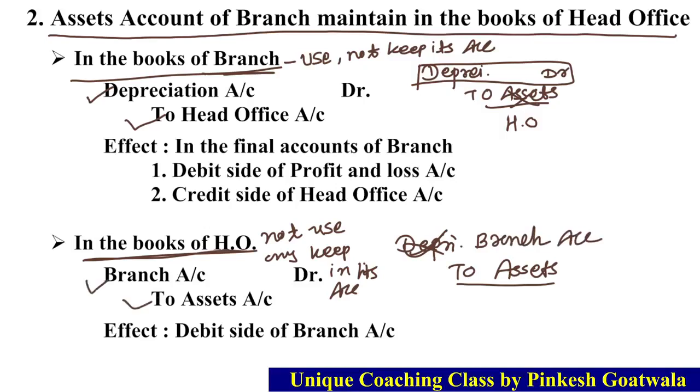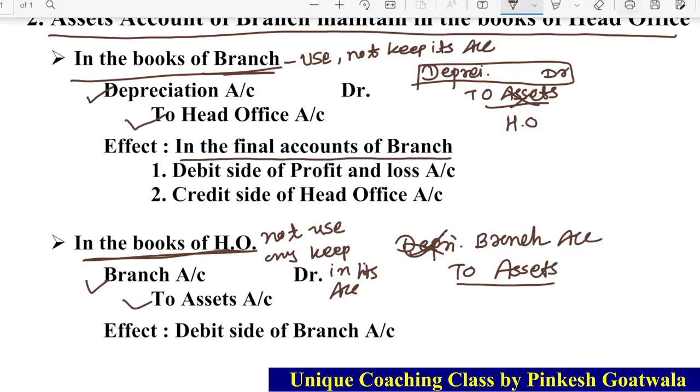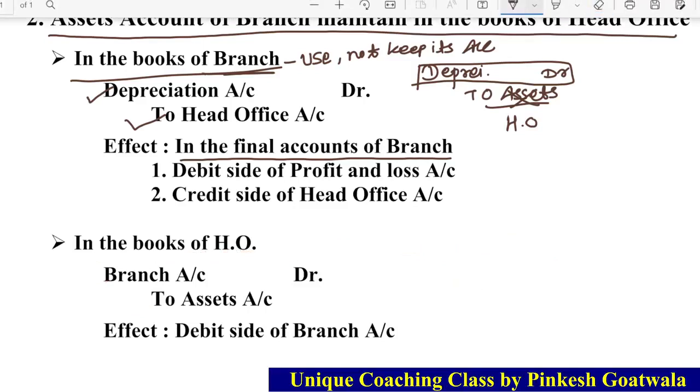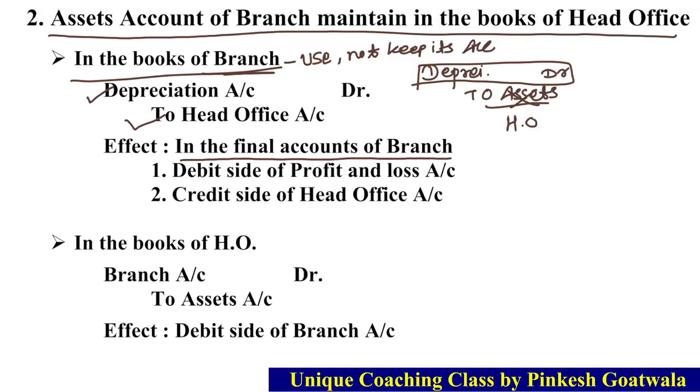Okay, now its effect, a very simple effect. In the books of branch, when we prepare the final accounts of the branch, we know that in this chapter we prepare the final account of the branch. So its effect in the books of branch, in the final accounts of branch, is the depreciation. Okay, we know that depreciation will be given on the debit side of profit and loss. Where will the depreciation entry come? Debit side of profit and loss.